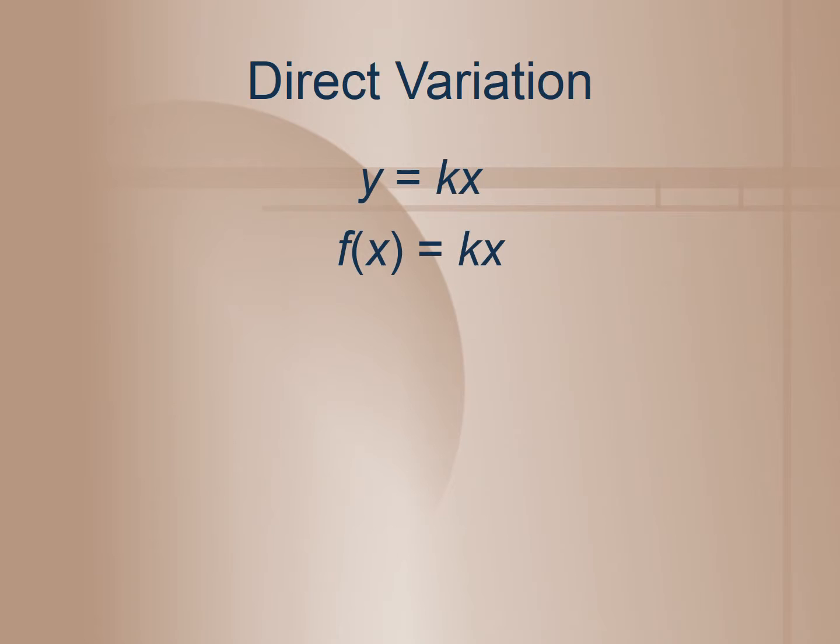And remember, since y is the same as f of x, it will look like f of x equals k times x. In most cases, our k is going to be greater than 0. Our constant will be bigger than 0. Let's look at an example.